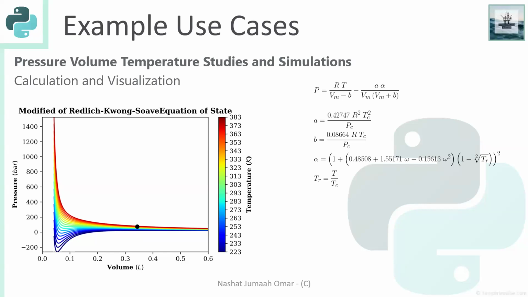We have packages like chemicals. Those chemical packages contain a really, really large database of different components. You can just utilize those directly and inject those into equations of state. You will get a plot that is similar to this. Basically, it will show you the different relationships between volume, temperature, and pressure.